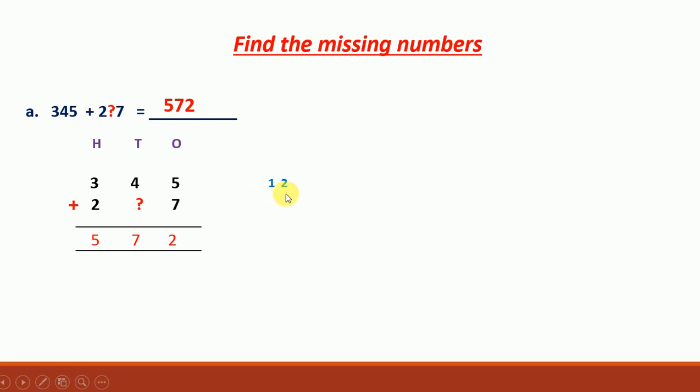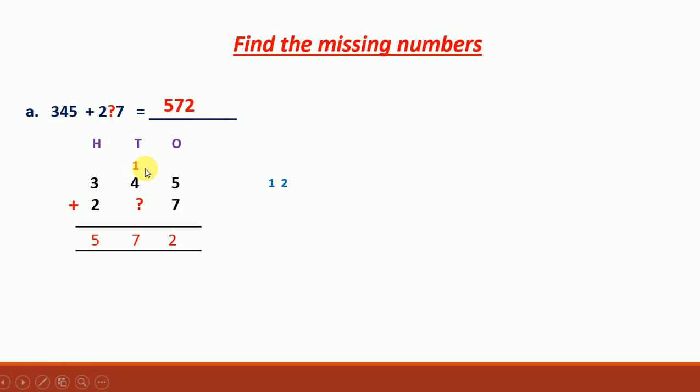So from the 12, we need to write only the 2 ones down, as we already know that we have to write 2 ones in the answer. So if you check in the answer also, we are having the 2 in the ones place. In the answer, we are having 2 in the ones place, isn't it? So in the 12 we have 1 ten. This 1 ten we need to carry over to the tens place.